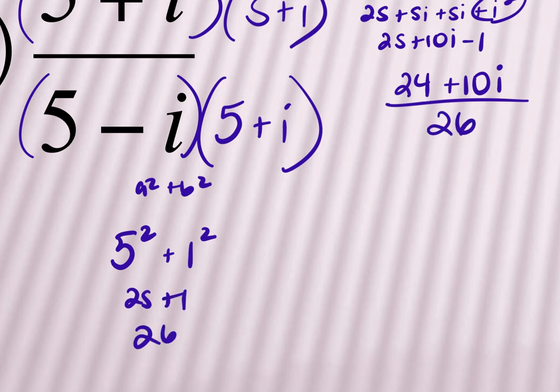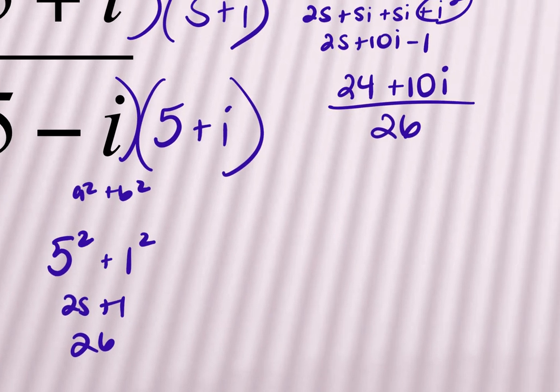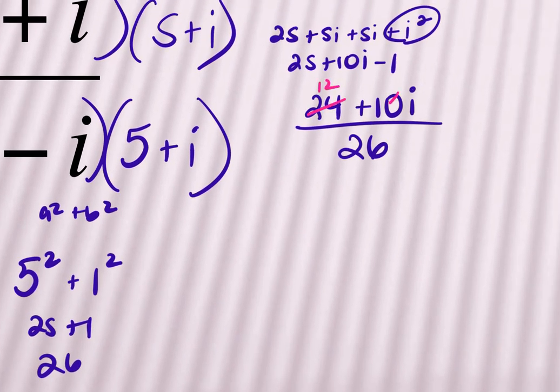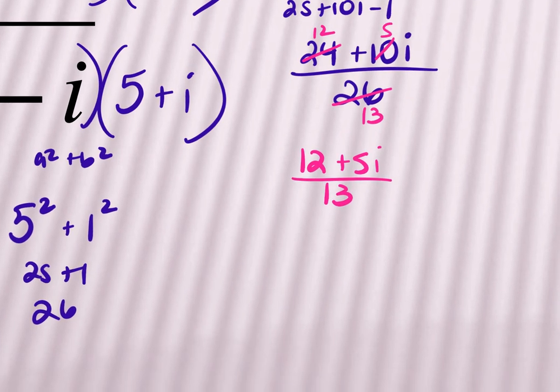And then if they are all divisible by the same number, in this case they're all divisible by 2, then we reduce. This would be 12, 5, 13. And you can either leave it as 12 plus 5i over 13, or you could separate it out, 12 over 13 plus 5 over 13i. Either of those answers will get you full credit. But you do have to simplify it.